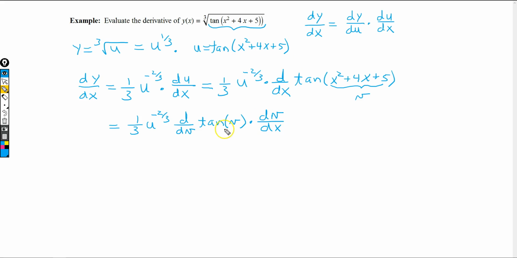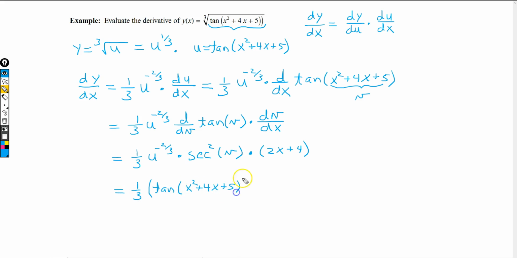You're doing things correctly. Now, the derivative of tangent with respect to v, that's secant squared. This piece right here is going to be 2x plus 4, and then we'll be finished. So this part is going to be secant squared of v times, and this is going to be, and then we just need to replace our u's and v's with what they were in terms of x. And finally we have our answer. So here everything is now in terms of x. So what we had to do here is we had to do the chain rule twice for this example.